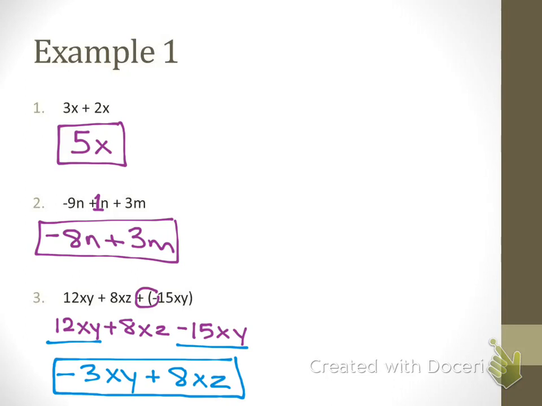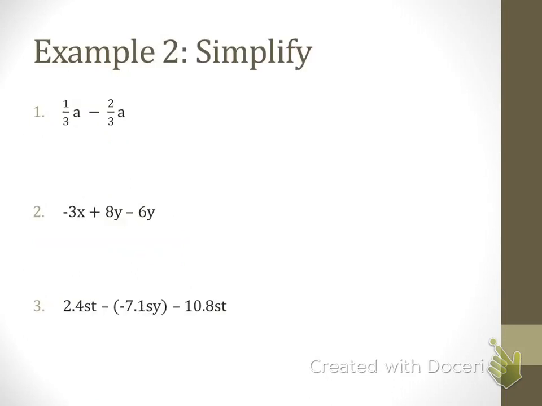All right, now in example 2, we're continuing to simplify. But in the first one, we have fractions. Make sure that you have a common denominator, and now you're going to subtract them. But you have 1/3 minus 2/3. So what's going to be your answer? Positive 1/3 or negative 1/3? It's going to be negative 1/3 because negative 2 is larger. You see that? Yeah, that's negative. So 1 minus 2, that gives you a negative 1/3.